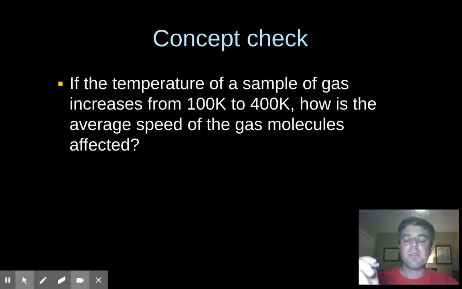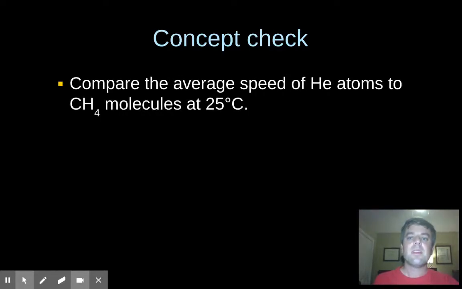Because if we remember from the formula, kinetic energy equals 1/2 mass times velocity squared. So the speed goes up by a factor of 2. That's squared. The temperature goes up by, or kinetic energy goes up by 4. So temperature and kinetic energy are the same thing. Next, we were to compare the average speed of helium atoms to CH4 molecules. Helium atoms at the same temperature must be moving faster because they have less mass.